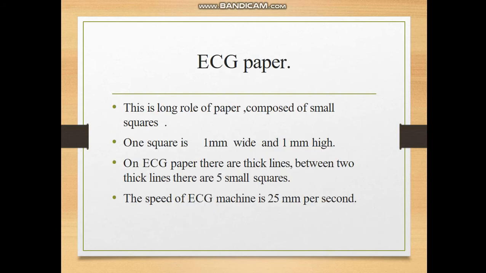ECG paper. This is a long roll of paper composed of small squares. One square is 1 millimeter wide and 1 millimeter high. On ECG paper, there are thick lines. Between two thick lines, there are 5 small squares. The speed of ECG machine is 25 millimeter per second. This is a very international sort of information.